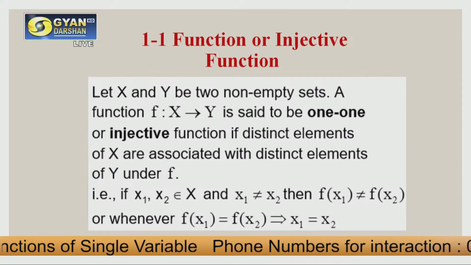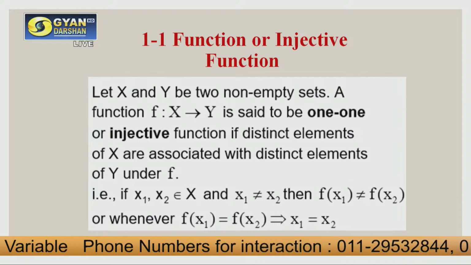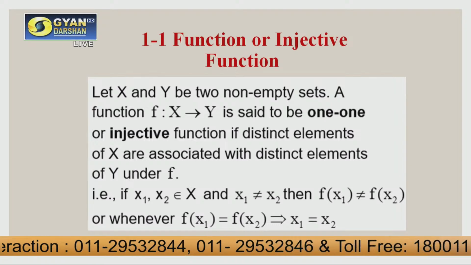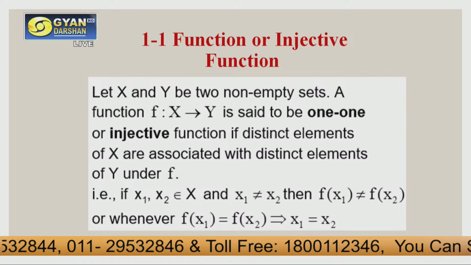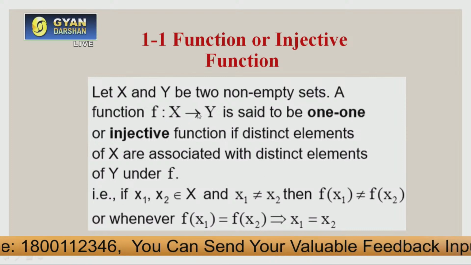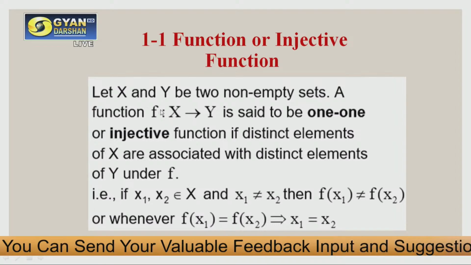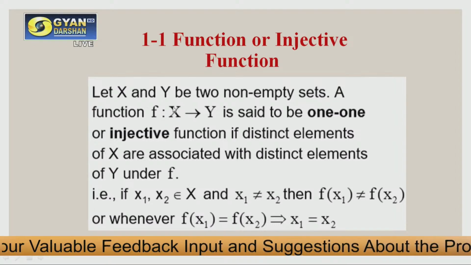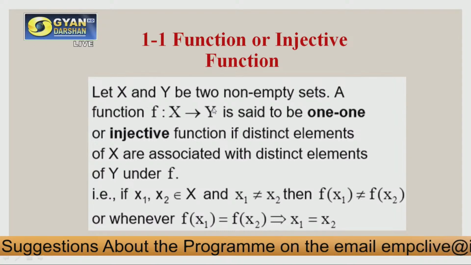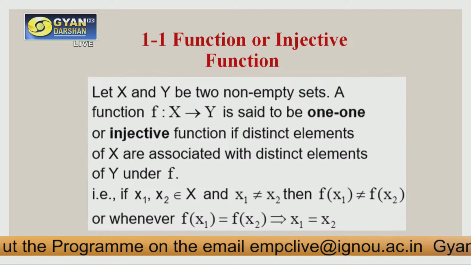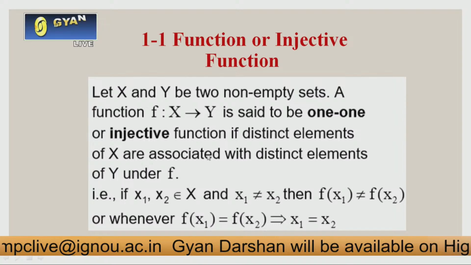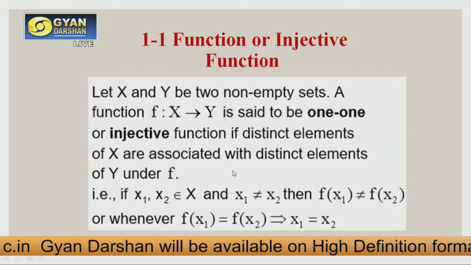Now we start today's session with the types of functions, and the first type is one-one functions. Another name for one-one functions is injective functions. The definition says that if we have 2 sets X and Y, then a rule f taking inputs from X, with outputs in a subset of Y, is said to be 1-1 or injective if distinct elements of X are associated with distinct elements of Y under f.